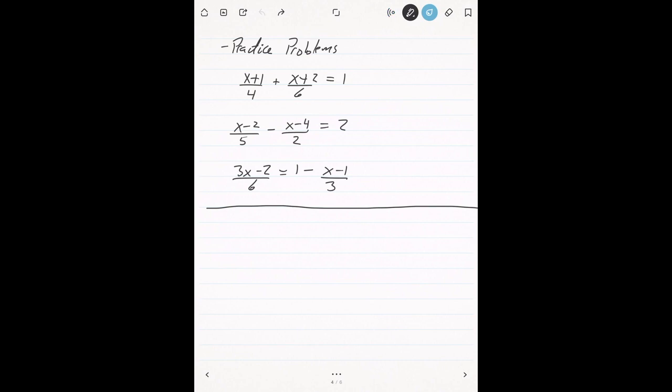All right, well, hopefully you're able to get through these problems not too bad. I'd like to go through each one individually, starting with number 1. Let's take a look here. Let's take a look here at x plus 1 over 4 plus x plus 2 over 6.